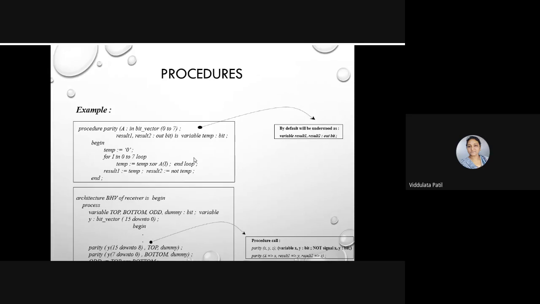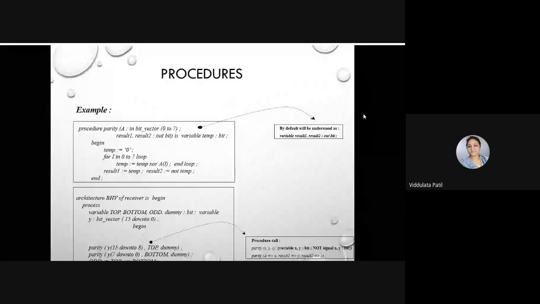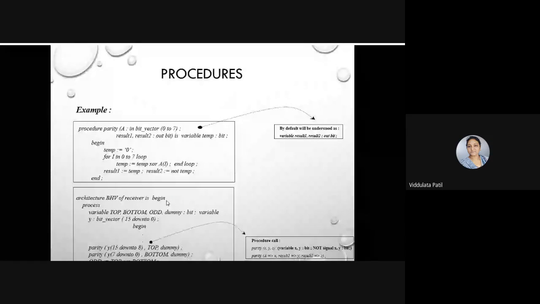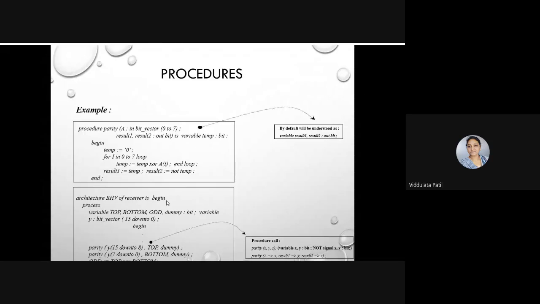This function will be evaluated in a similar way, and depending on that I will get the result at the output. So you can check it for a different number of bits also, and in this way you can get the result. Now this result will be stored as this temp value, which will be assigned to the result 1 output, and not temp, which will be assigned to the result 2 output.